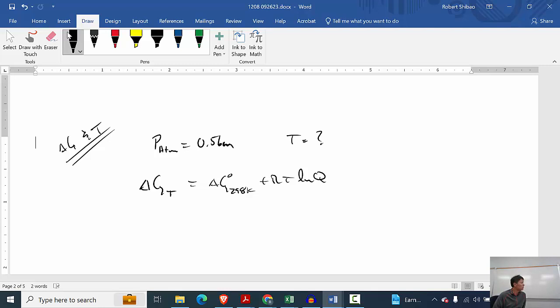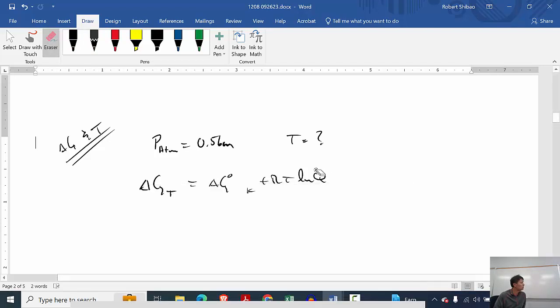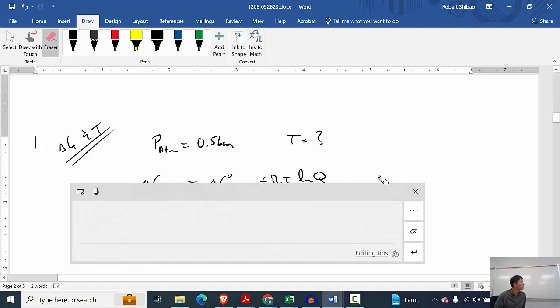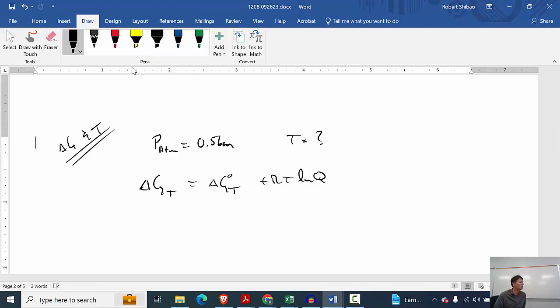And so what we're going to do is, we know that this is not at 298, sorry. In fact, we don't know what the temperature is, do we? We're trying to solve for the temperature. I can solve for delta G under standard conditions if I know what the temperature is. But if I don't know what the temperature is, then I can't solve for it, right? So in this case, what am I going to do?